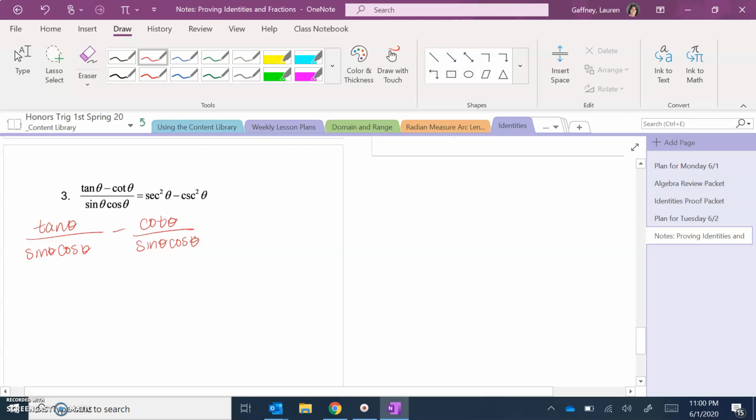Okay, now let's see what we can do from here. Our goal is to get to secant squared minus cosine squared. So I'm going to rewrite everything in terms of sine and cosine and see what that does for me. Sometimes that's helpful. So tan theta, we know from the side chart, is sine theta over cosine theta. I'm going to leave that denominator alone for right now. And cotan is the same as cosine theta over sine theta. That's in our chart also.